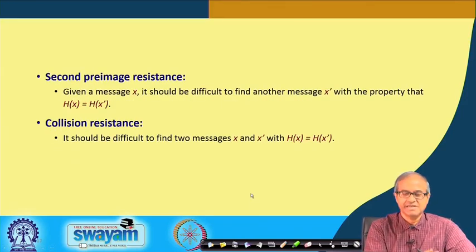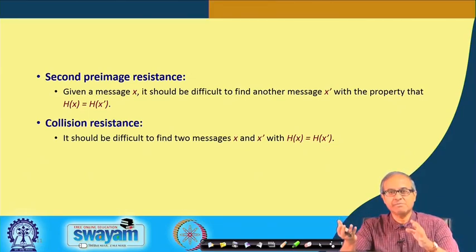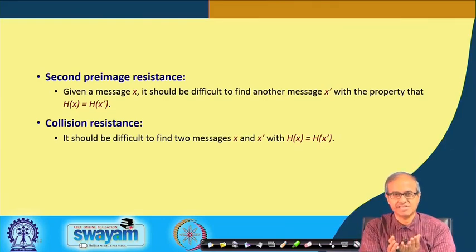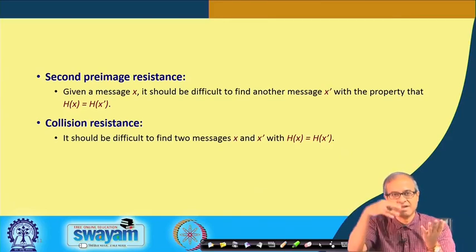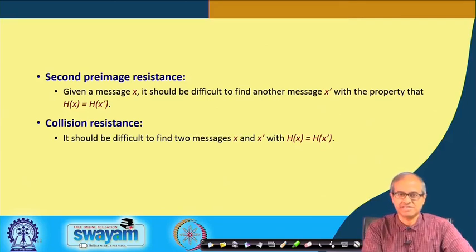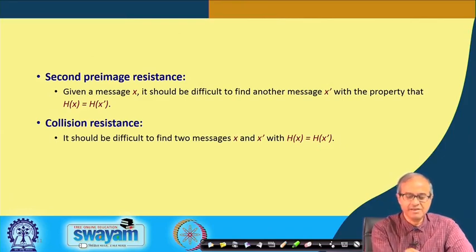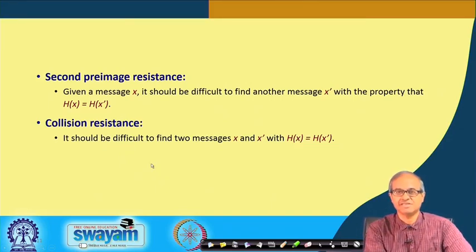Then comes the second level, second pre-image resistance. What does it say? Here I have given a message. Given a message x, it is difficult to find another message x prime for which the hash values will be the same. Like, I am sending a message, the intruder cannot fabricate another different message for which the hash value will be the same as my original message. So, it is not easy to do that. That is another property. And finally, of course, collision resistance. It should be very difficult to find two messages whose hash values are the same.